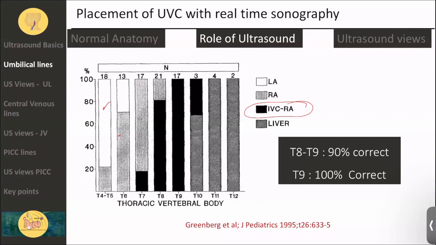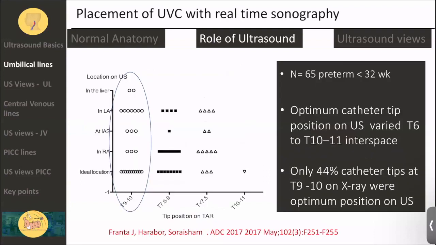And in this study, when they looked at the position on the X-ray, T8 to T9 was 90% correct and T9 was 100% correct. However, the same findings have not been replicated in other studies. Like this study, which was done in Calgary. The optimum catheter tip position on ultrasound varied from T6 to the T10-11 interspace. Only 44% of catheter tips at T9-10 on X-ray were in the optimum position on ultrasound.